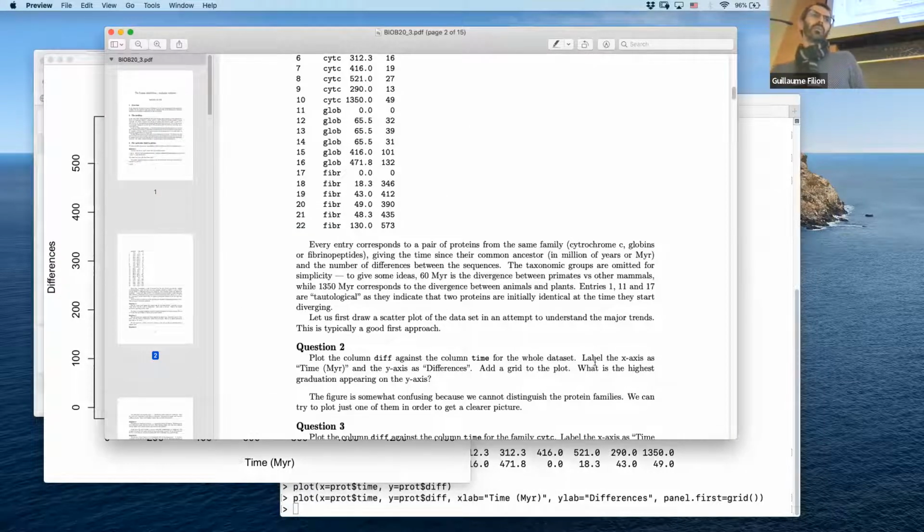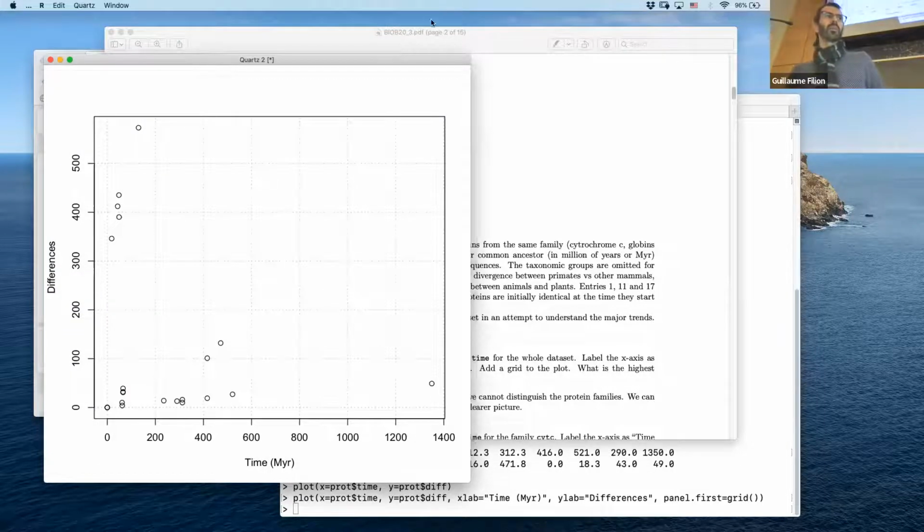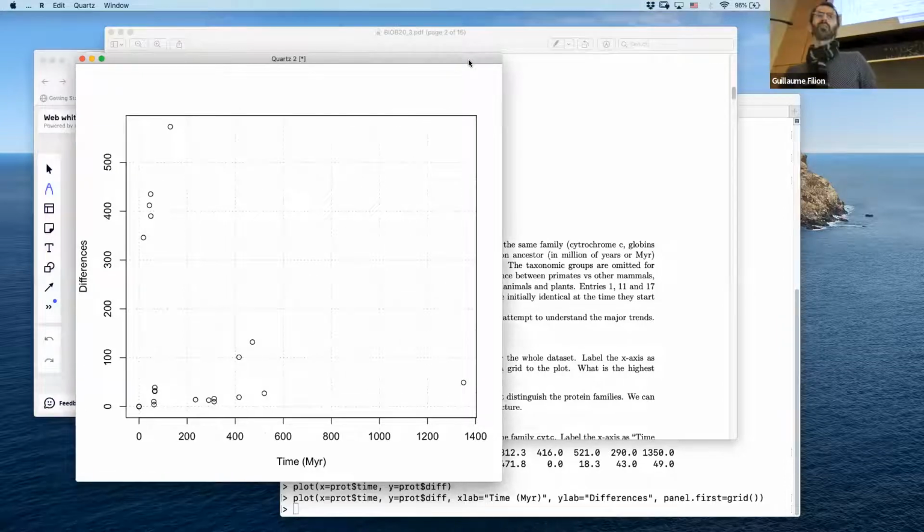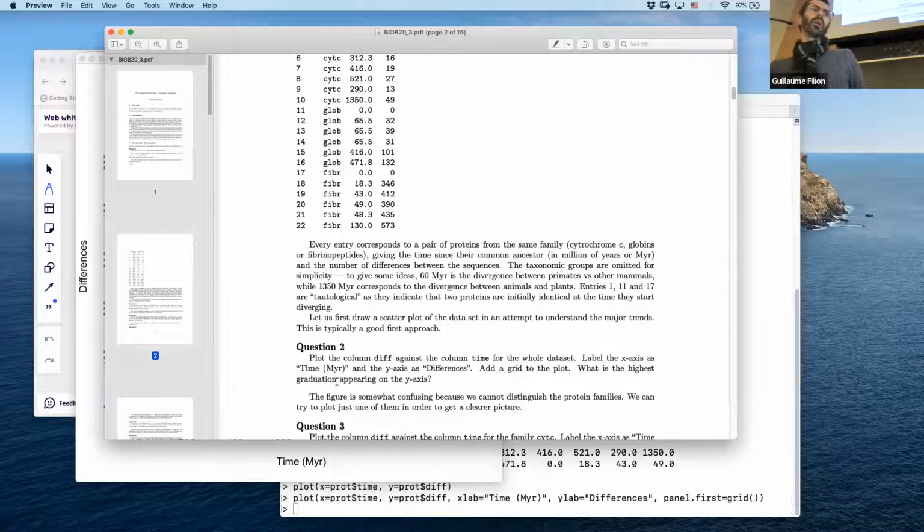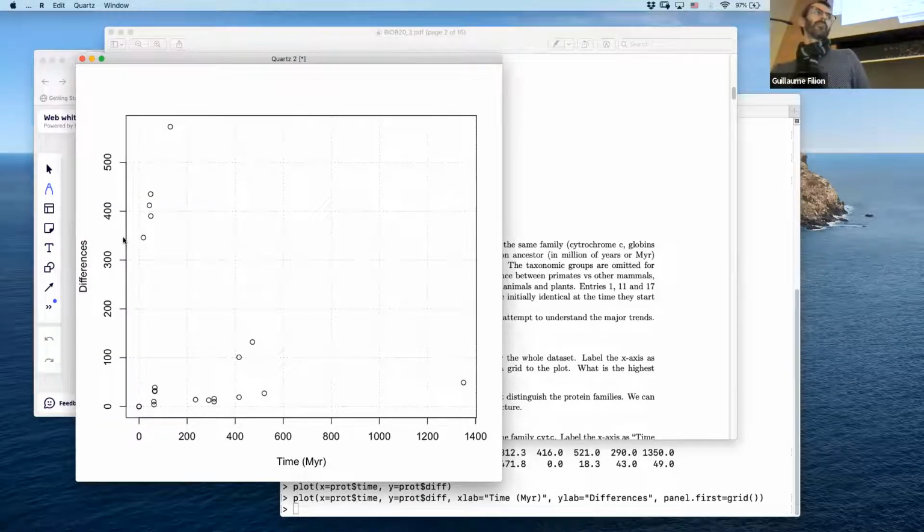Anything else they want? What is the highest graduation appearing on the y-axis? Okay, so the question says that's kind of the minimum way you should present your graph with a proper labeling of the axes. The grid is not obligatory. I think I like it in this case because there's so much white space. So it's kind of nice when the points are toward the right and to the top to have a bit of guidance to know what are the values that are associated. But there's not too many points there anyway. And label the axis, put a grid, and you're done. Now, what is the highest graduation appearing on the y-axis? It's 500. Okay, so that's the answer to the question.